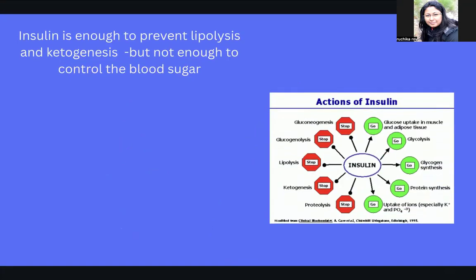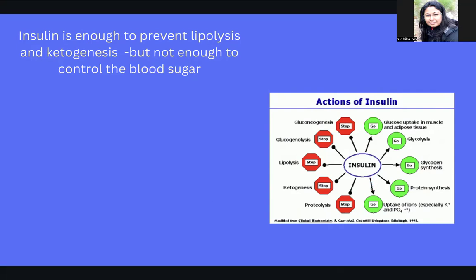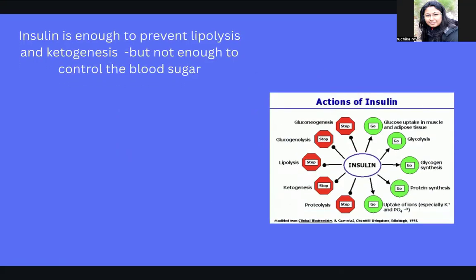Insulin is enough to prevent the lipolysis and the ketogenesis, but it is not enough to control the blood sugar level in the body. So insulin is there, and it prevents the lipolysis and the ketogenesis. That is why ketones are not present, but it's not enough to control the blood sugar level. So that is why there is extreme hyperglycemia without any significant ketosis.